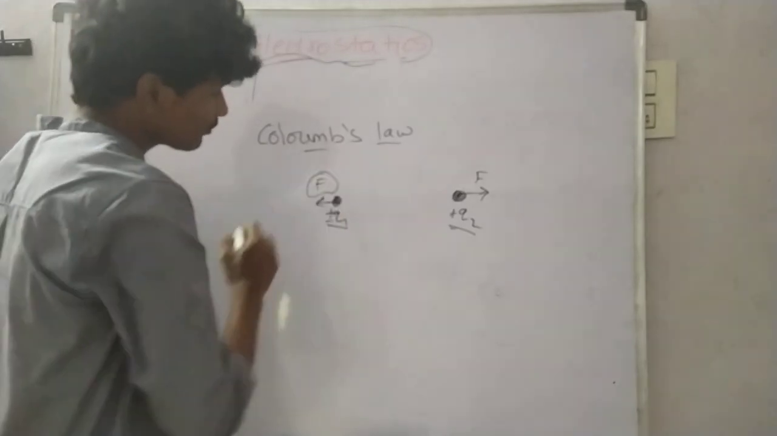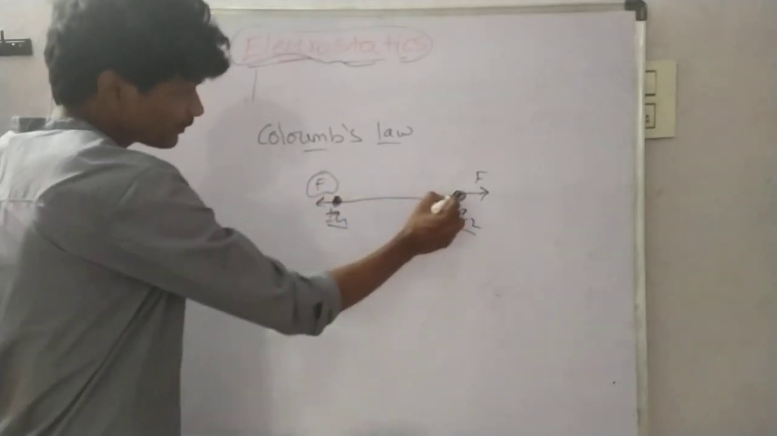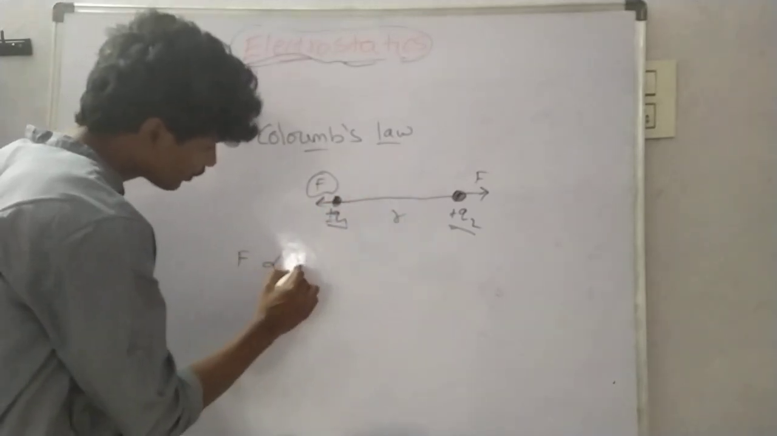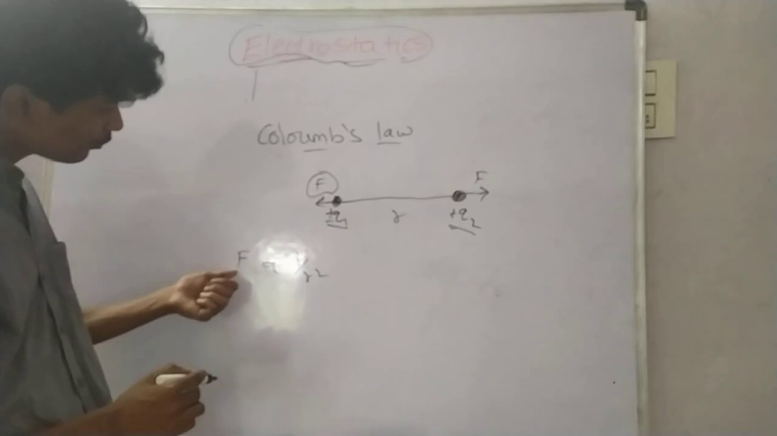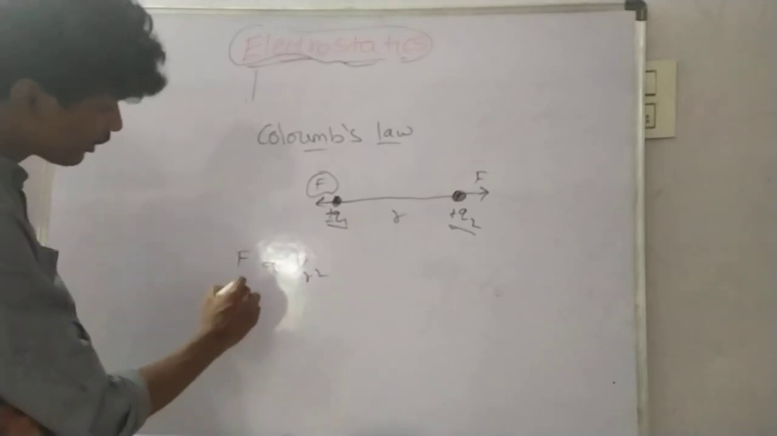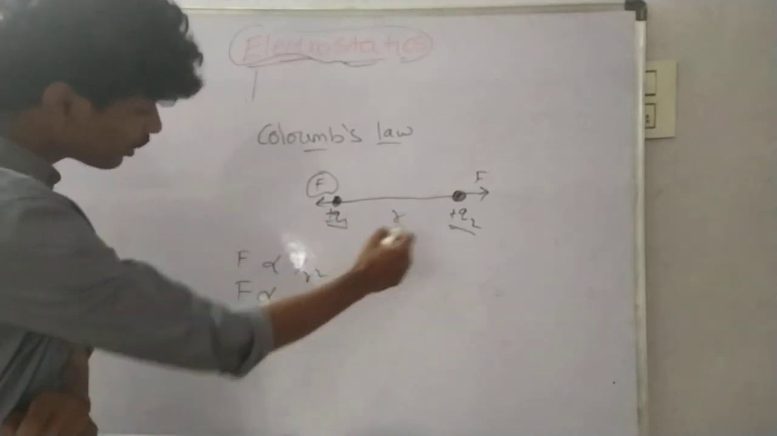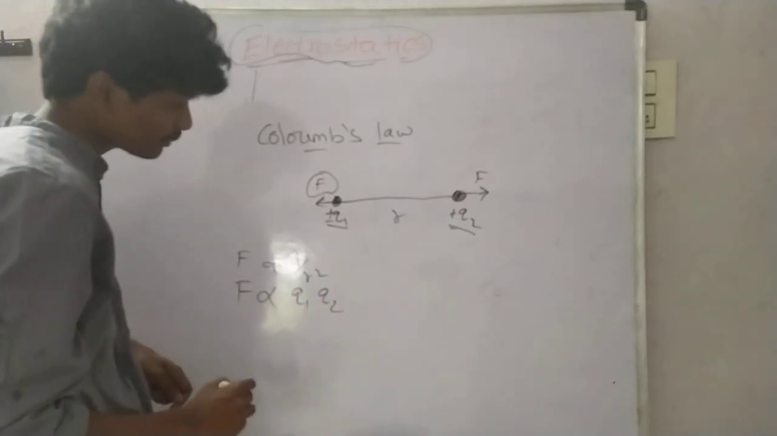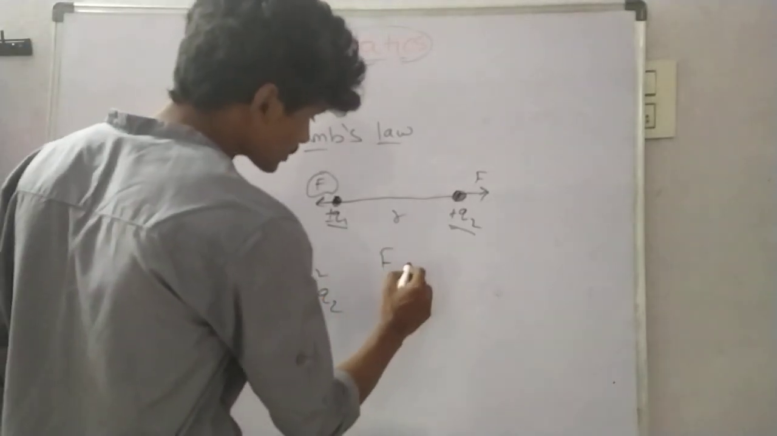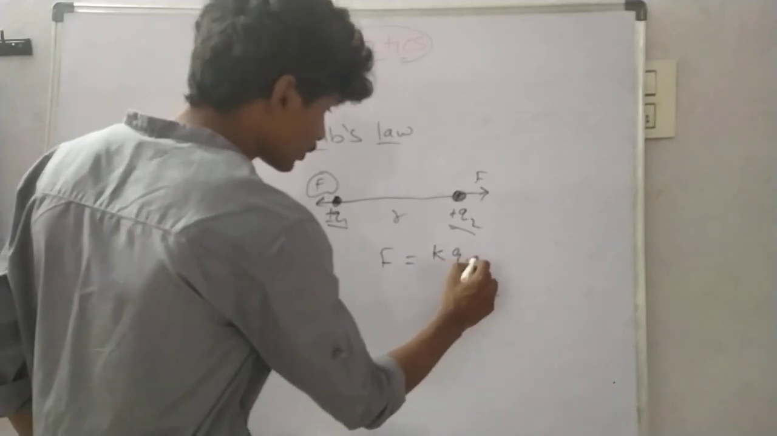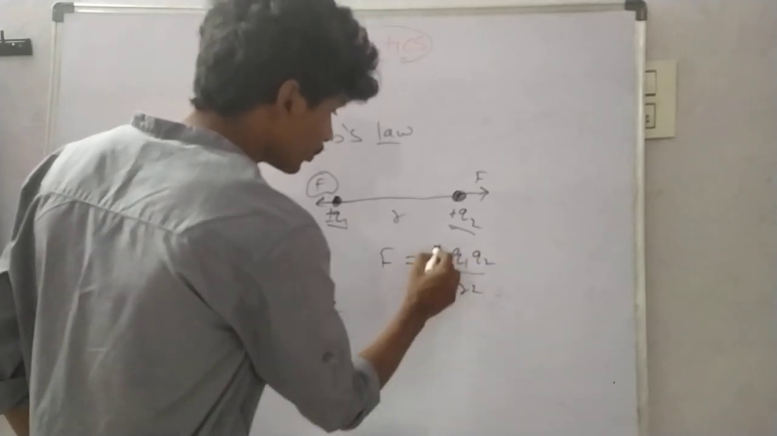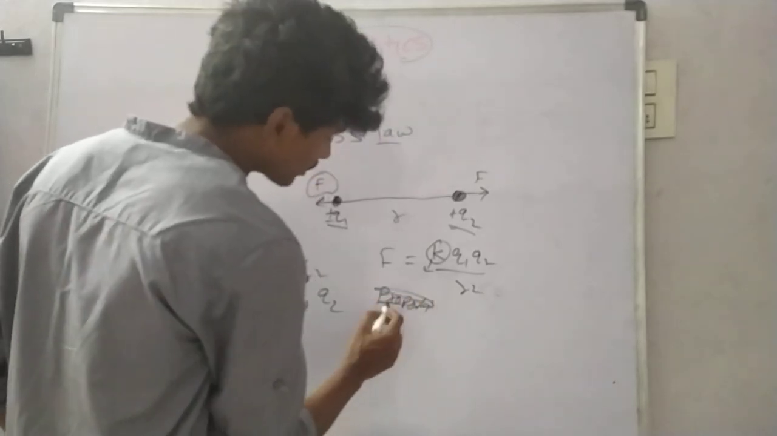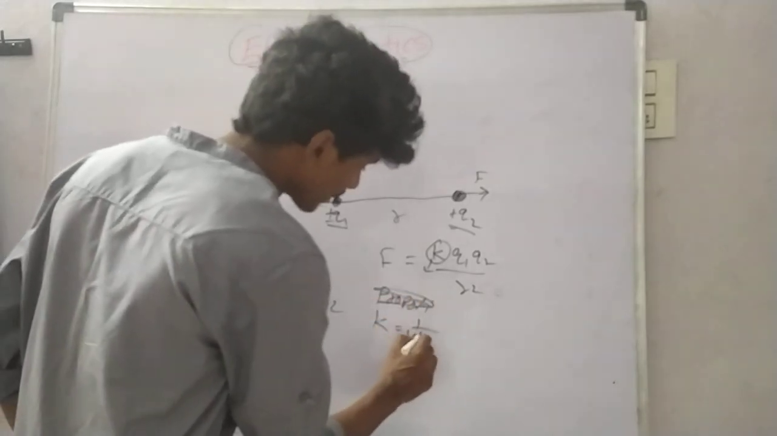And what is the magnitude of F? What they observed is, the distance between these two charges is R. Then force is inversely proportional to R square, that is, proportional to 1 by R square. And also force is directly proportional to the product of these two charges, that is Q1 into Q2. So they say force is equal to K into Q1 Q2 by R square, where K is nothing but a proportionality constant. Actually, K is 1 by 4 pi epsilon.